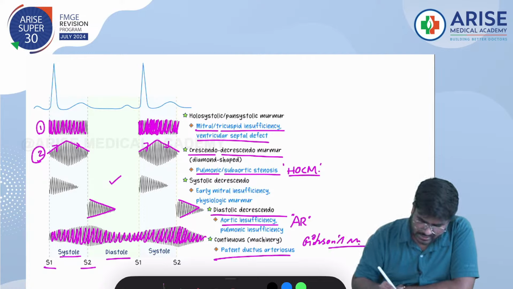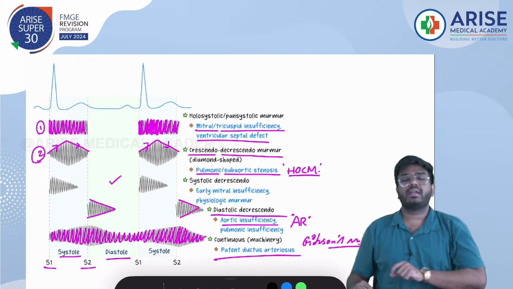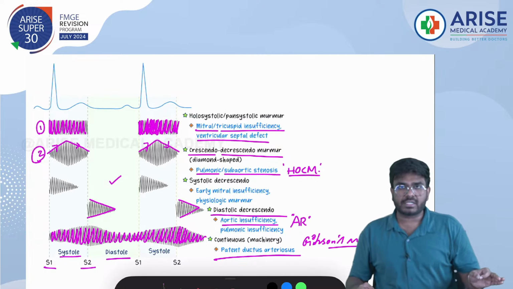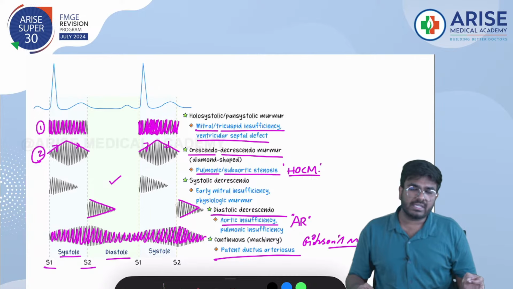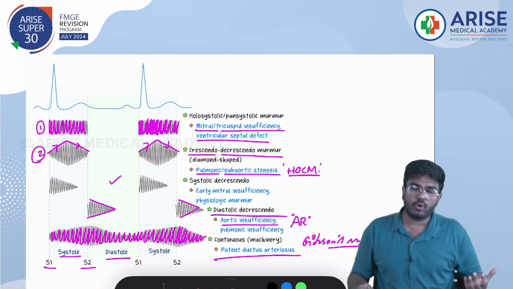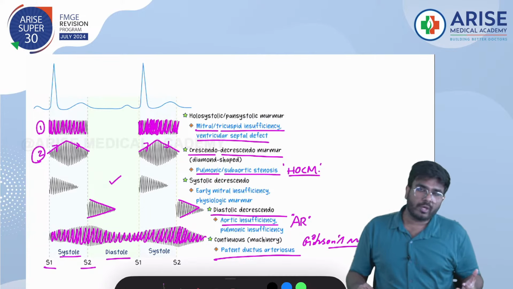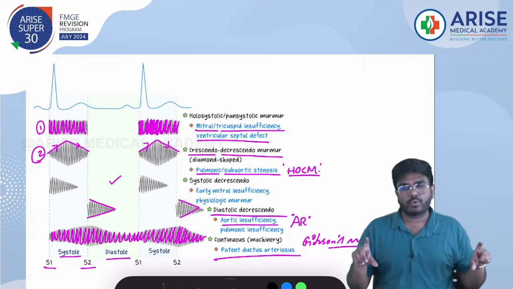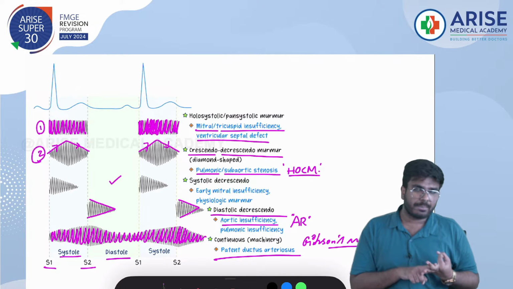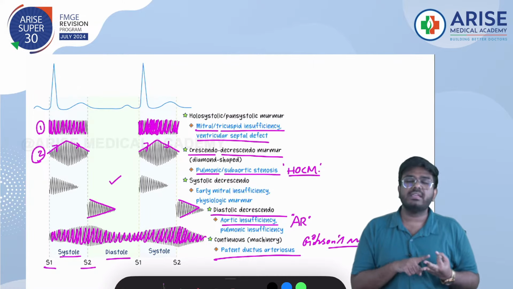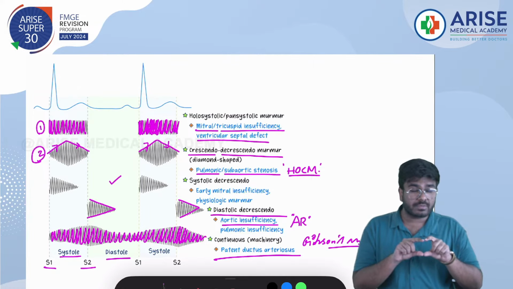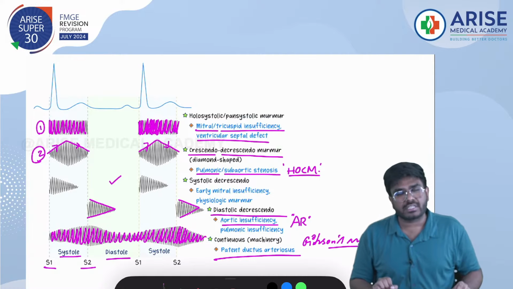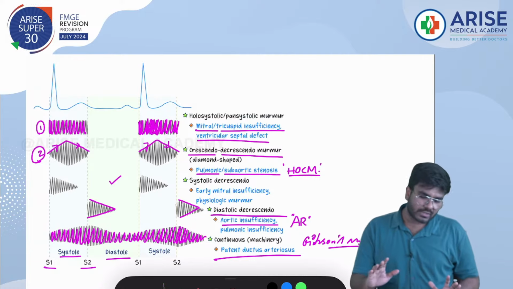It is seen in which condition? Patent ductus arteriosus. Continuous machinery-like murmur is seen with the patent ductus arteriosus. The patent ductus arteriosus can be seen in babies who have congenital rubella syndrome. Hypertrophic obstructive cardiomyopathy is going to cause the crescendo murmur or diamond-shaped murmur. Pansystolic murmur is going to be seen with MR, TR, VSD. Gibson's murmur is nothing but the continuous machinery-like murmur seen in the patent ductus arteriosus. So that's it.